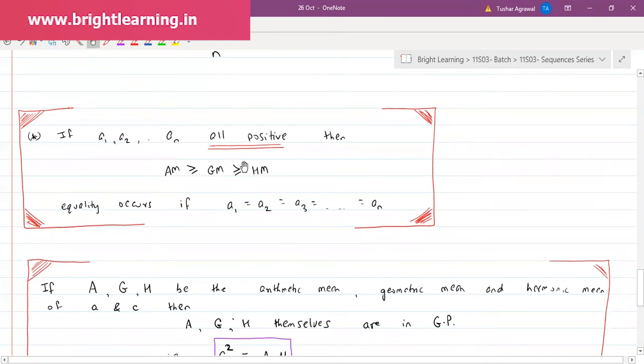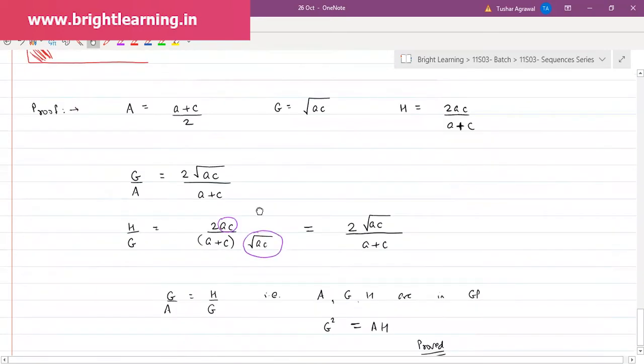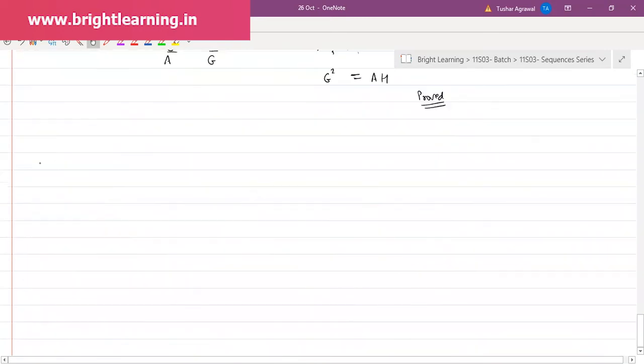Now this proof is very complicated, but it's out of syllabus also. We will prove it only for two numbers, A1 and A2. Okay. So now the second proof, to prove arithmetic mean greater than or equal to geometric mean greater than or equal to harmonic mean.